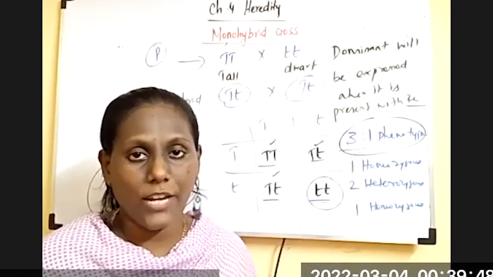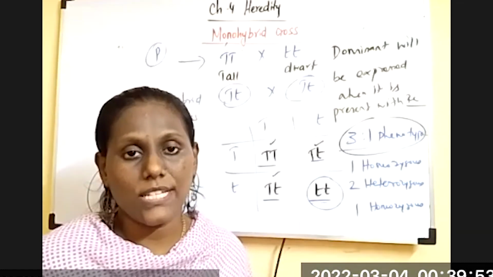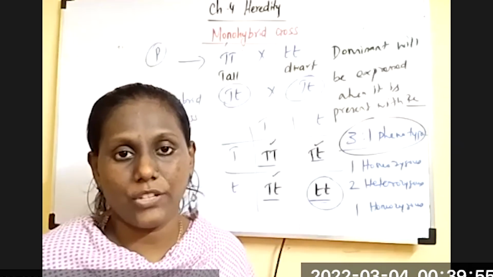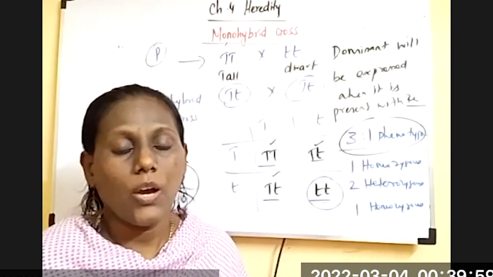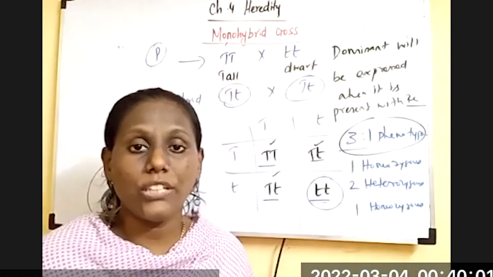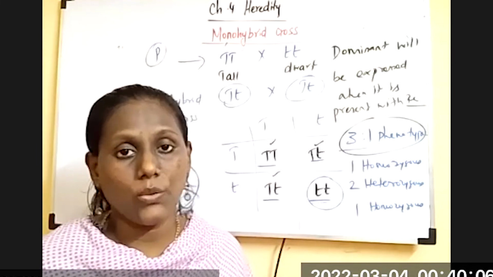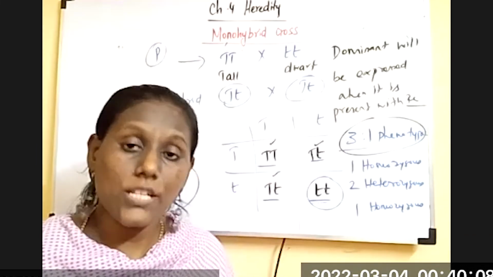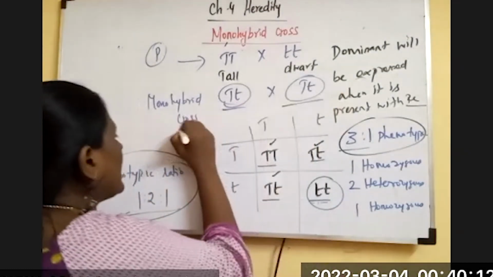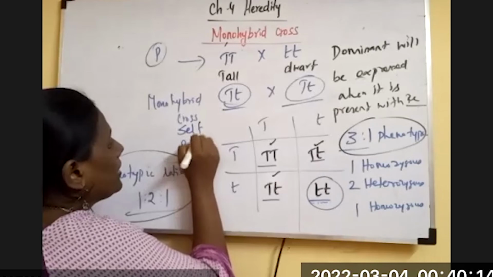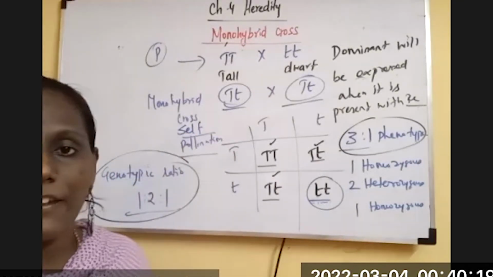This is about the monohybrid cross. Again, I'm repeating, the monohybrid cross is about crossing between a single character of an organism. The single character Mendel has chosen is the stem height. Okay, the stem height, which can exist as both tall and dwarf. He has taken the pure tall and the dwarf plant. He has done cross pollination. Here it is self pollination because the same type of plant has been taken. This is self-pollination. First, he has done cross-pollination, and second, he has done self-pollination.